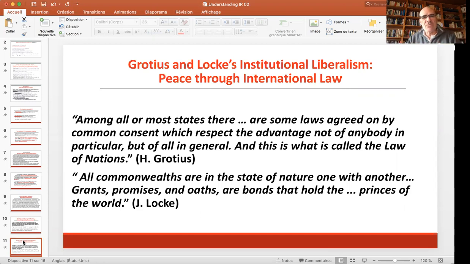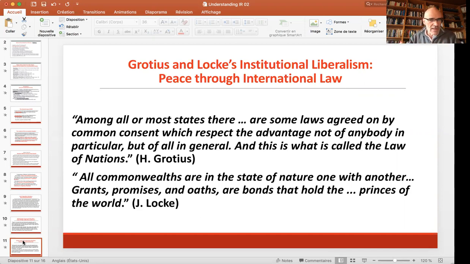Most of the time, listen to Grotius, among most states, there are some laws agreed upon by common consent. States have dialogue with one another and establish some rules, some laws. The aim of these laws is the advantage of all the states taken together. And he calls the set of laws concerned the law of nations.